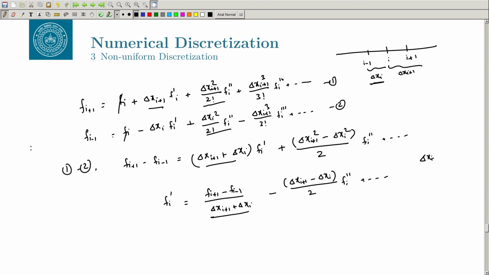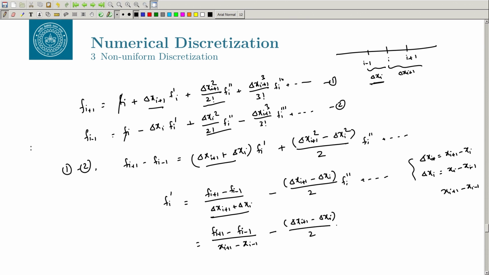So, this delta x I plus 1 is equal to x I plus 1 minus x I, and delta x I is basically x I minus x I minus 1. If you add these two, that will become x I plus 1 minus x I minus 1, right. So, this will become f I plus 1 minus f I minus 1 by x I plus 1 minus x I minus 1 and minus delta x I plus 1 minus delta x I by 2 f I double prime and plus other terms, right.